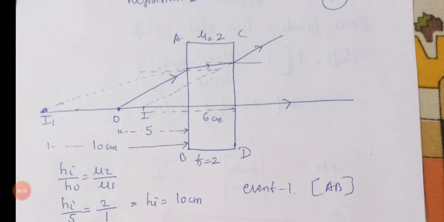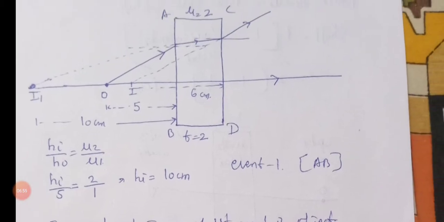So student, remember this 10 is the distance from the surface AB. Okay. This is the image for the first surface. Now I will solve it for the second surface, CD. This surface AB I have named as event number 1. Two events are taking place, which means two refractions. Now the second event is taking place at CD.